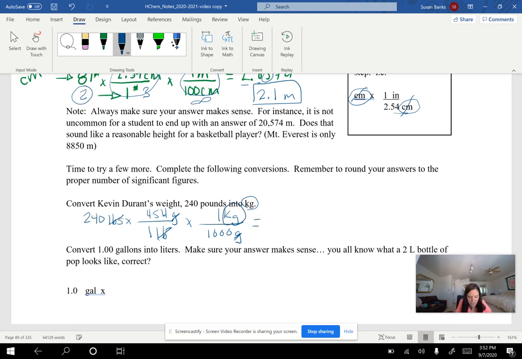Okay, remember everything on the top is going to be a multiplier and everything on the bottom is going to be a divisor. So we are going to take 240, we're going to multiply it by 454, and we are going to divide by 1,000. So 240 multiplied by 454 divided by 1,000. My calculator gives me this, 108.96.